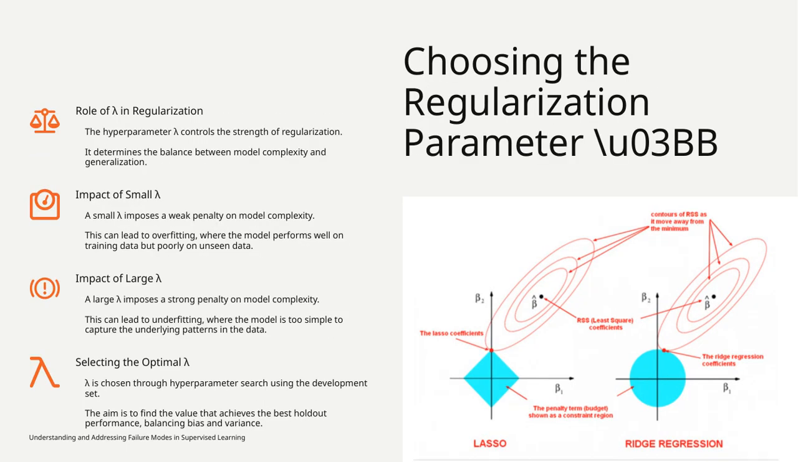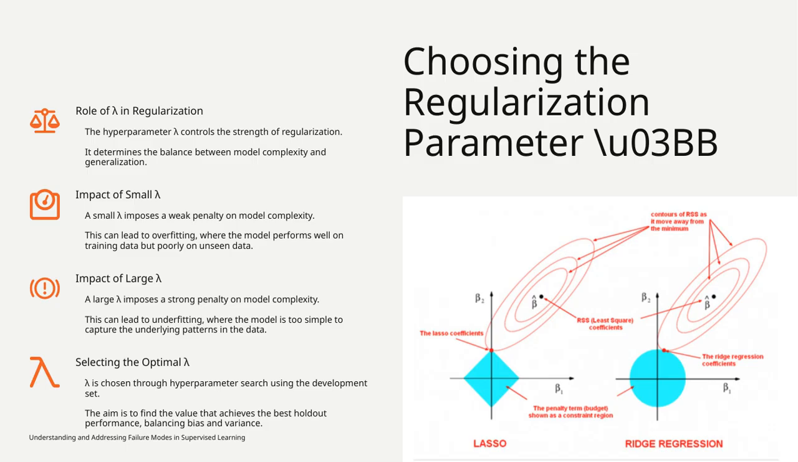Let's take a closer look at understanding and addressing failure modes in supervised learning, focusing on the role of lambda in regularization. Lambda is a hyperparameter that controls how strong our regularization is. Essentially, it influences the balance between making our model complex enough to fit the data well and keeping it simple enough to generalize to new, unseen data.